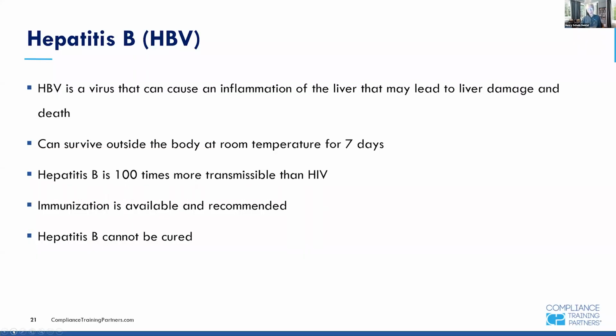Again, remember that hepatitis B can cause inflammation of the liver, of course, cirrhosis, liver damage, death. It can survive outside the body for a week. It's 100 times more transmissible than HIV. And that's why immunization is so important.